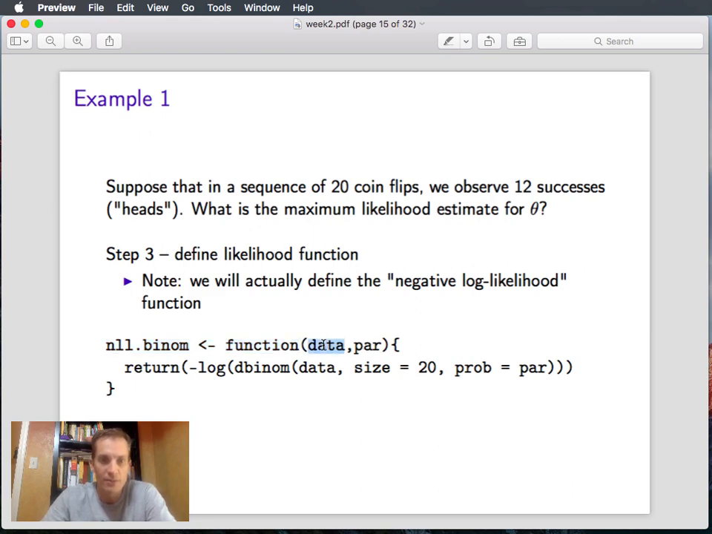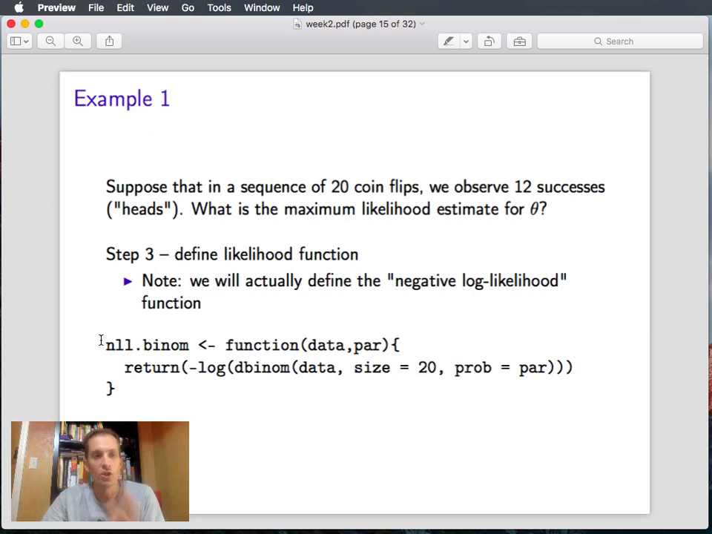I'm going to be able to input some data and a parameter. So data and par are my two inputs for the function. And then everything contained within this brace and this brace is the actual computation part. What I do is I return the negative log of the binomial density, where data is my input, the size is 20 for this context, and the probability is the parameter par. Okay? So that's why this works.